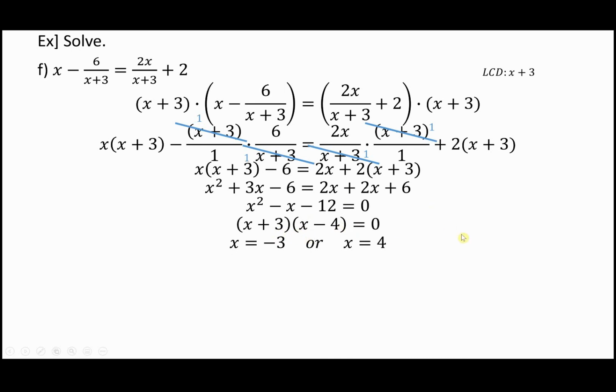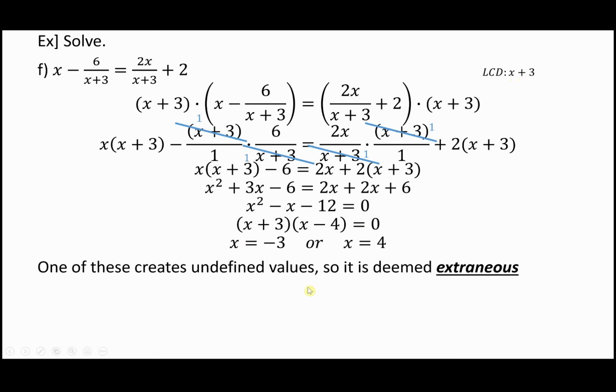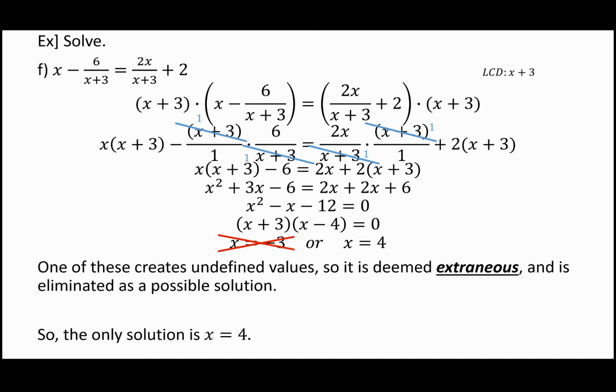Okay, now check your solutions for viability. We have two. Do they both work? It looks like one of these creates an undefined value for a couple of these rational expressions, right? It's the -3 one, because check back with the LCD. When is the LCD equal to 0? Well, it's equal to 0 when x equals -3. So that means this one right over here is deemed extraneous. We cross it out. We don't include it as part of the solution set, but the other calculated solution of x equals 4 is viable, so that becomes the only solution here.